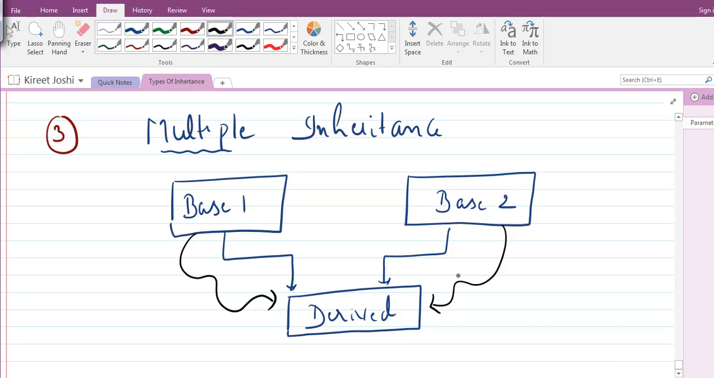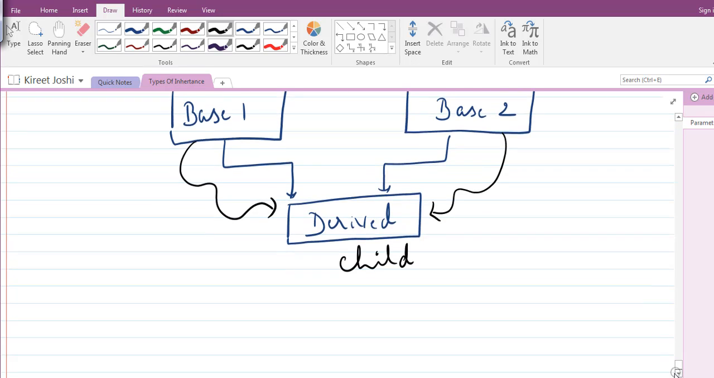So in a real world example, it is something like this is a father, and this is a mother, and this is a child. So a child contains the functionalities, or you can say the DNA, from both its parents. That is, it contains the DNA of its father as well as the DNA of its mother, and it contains its own DNA also, its own features also.